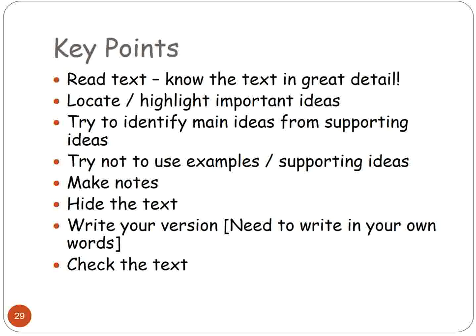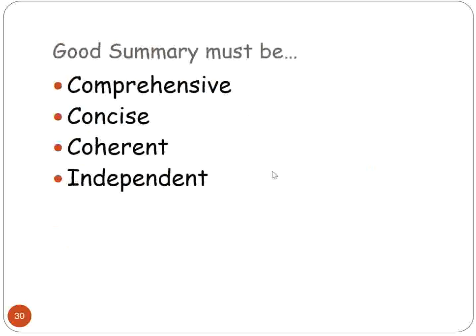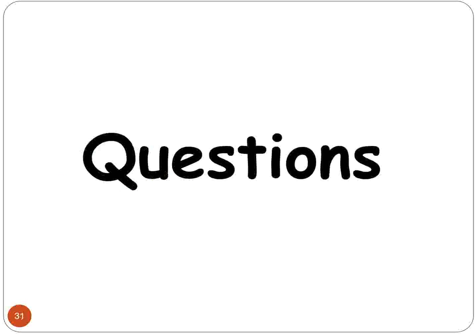Read the text, know the text in great detail. Locate and highlight important ideas. Try to identify main ideas from supporting ideas. So try not to use examples and supporting ideas. As we saw that there are some examples, ठीक है, over there, and we have deleted those examples. So make notes, hide the text, write your own version. So need to write in your own words, then check it, then match it with the original text. So a good summary must be comprehensive, concise, coherent, and independent. So if you have any question related to writing a summary, please do ask.